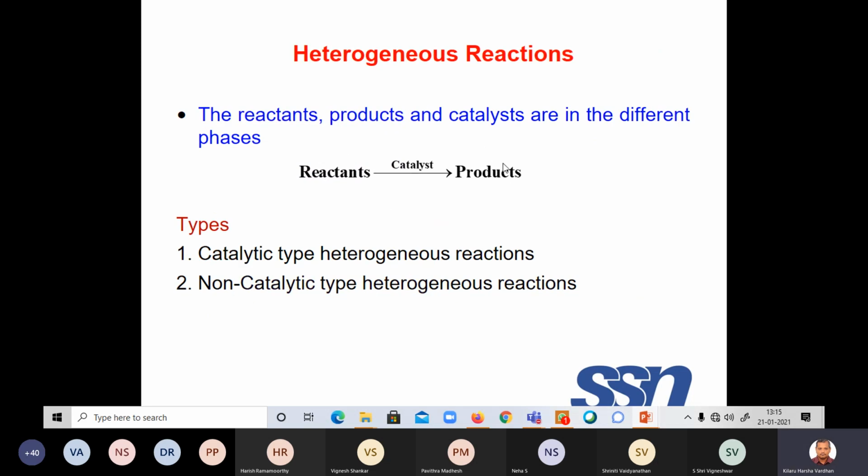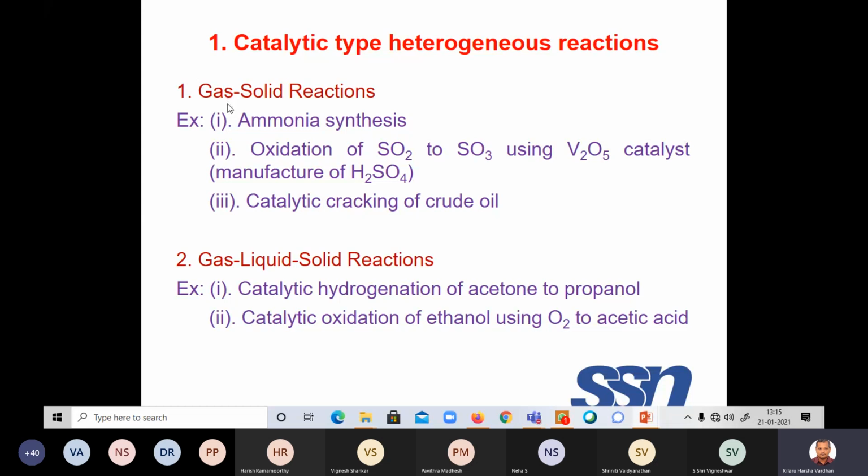Product is also a gas, but the catalyst is solid, Fe2O3 or whatever it is. That is what we call gas solid reactions. One more example is oxidation of SO2 to SO3 using vanadium pentoxide catalyst in the manufacture of H2SO4.